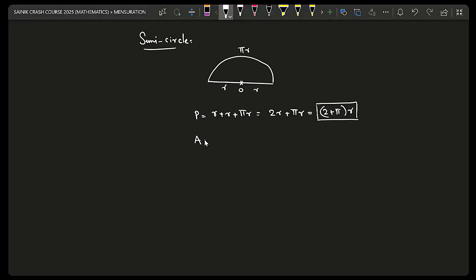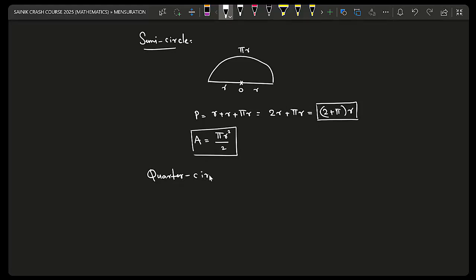And area is very simple. That is half of the area of a circle. So we can say pi r square is the area of circle, and in that half, that is divided by 2. So this is the area of a semicircle. Similarly, questions may be asked on quarter circle also.